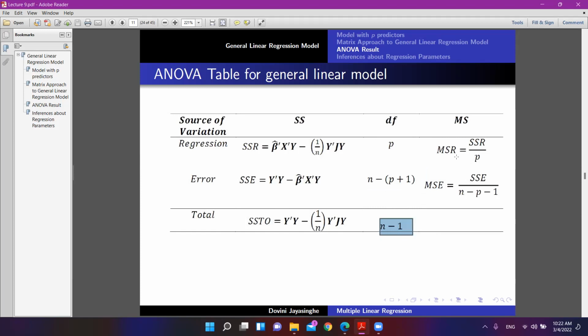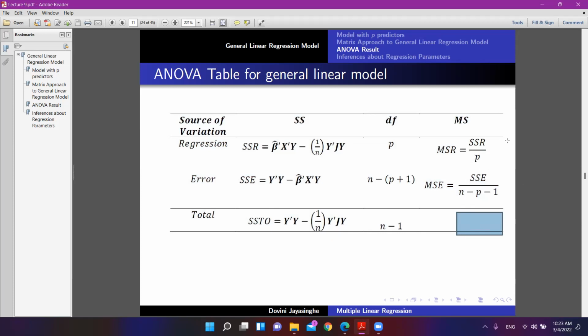How do you get the mean square? It's the same thing. SSR divided by the corresponding degrees of freedom, you get the mean squared regression. Here, SSE divided by the degrees of freedom, you get MSE, mean squared error. You do not divide this one by this one and put something here. That is wrong. We discussed that in simple linear regression as well. That is incorrect to do. So don't write anything here.